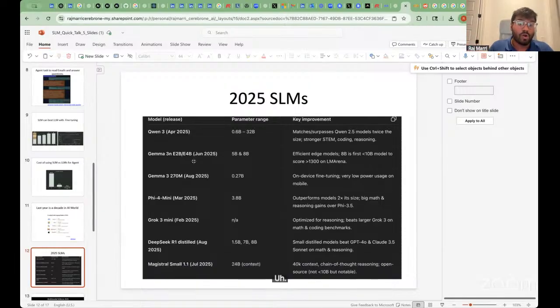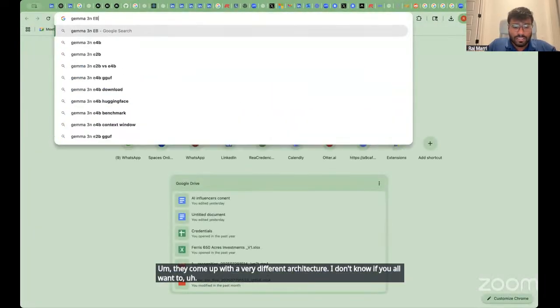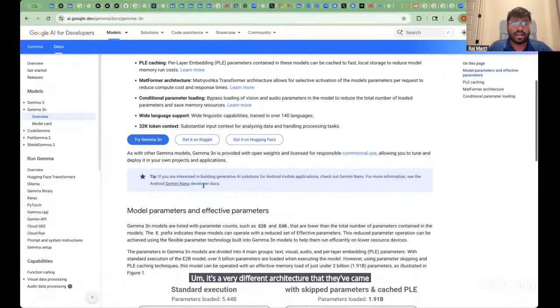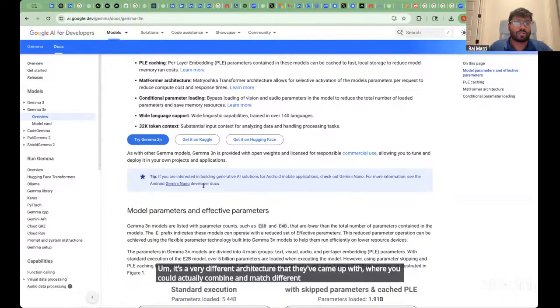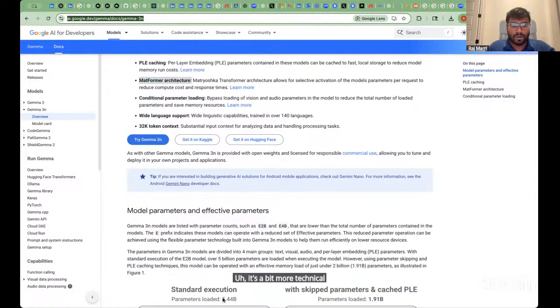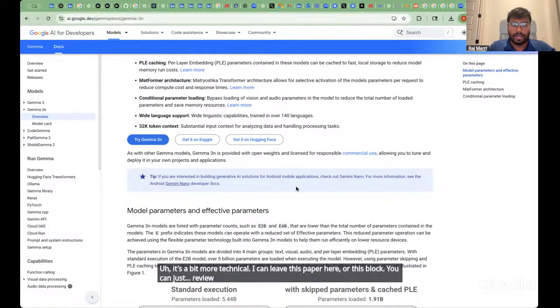They have built this model to be deployed on Android phones. They came up with a very different architecture, where you could actually mix and match different blocks of information. They call it the MatFormer architecture. It's a bit more technical. I don't know if you all want to read about this, I can leave this paper or this blog here, and you can review it and read about it.